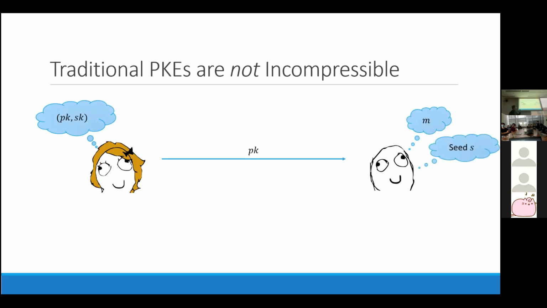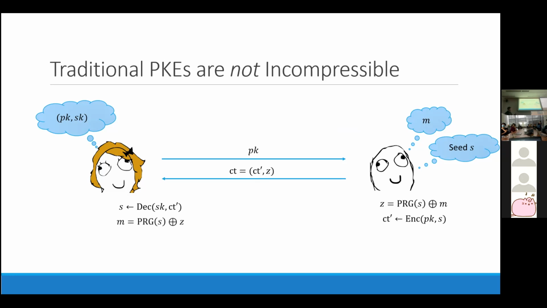You will sample a symmetric seed S, and you would essentially encrypt the message using a PRG with the seed S as the input, and you would encrypt the seed using the public key. And your ciphertext is just the one-time pad encryption of the message together with the encryption of the seed S, right? So that's a standard hybrid PKE scheme. And when you decrypt, you decrypt the seed S, then feed it into the PRG, and you one-time pad and get the plaintext.